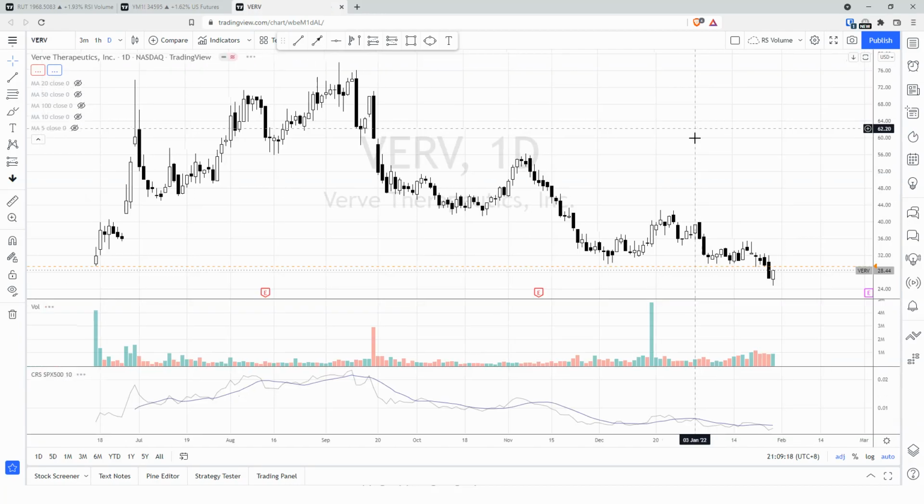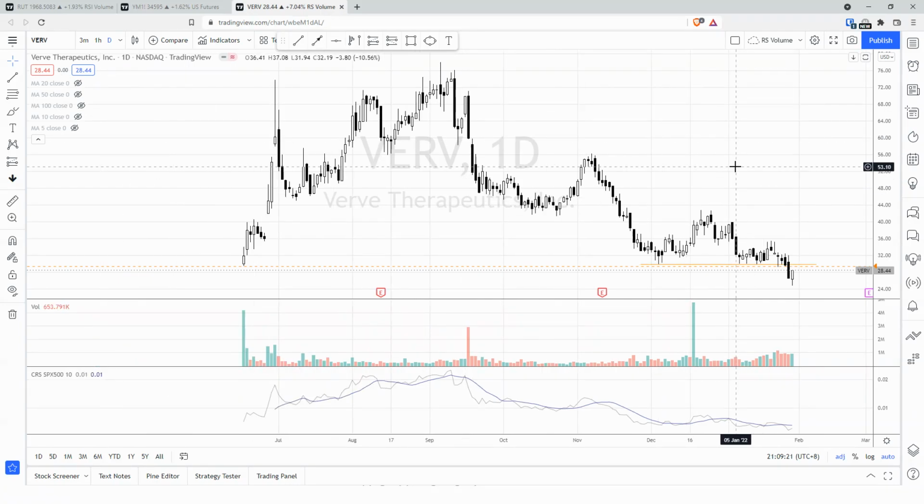Next one is VRV, VERV Therapeutics. This is a new stock, so this IPO here, and we got some rejection, going down, going down, going down. So a very straightforward trend. And now just focus on this. This is kind of like the inverse of the cup and handle.